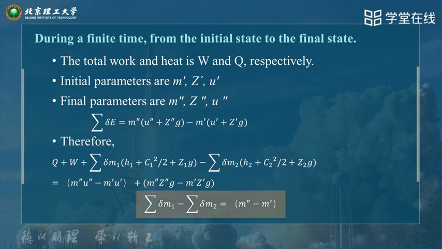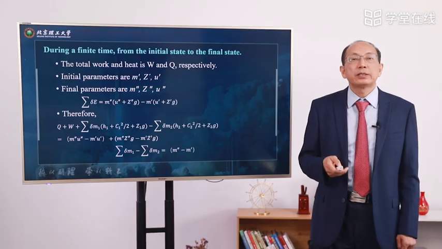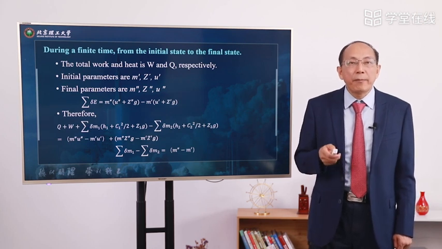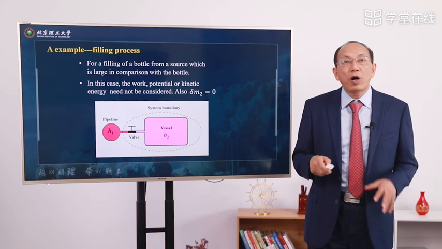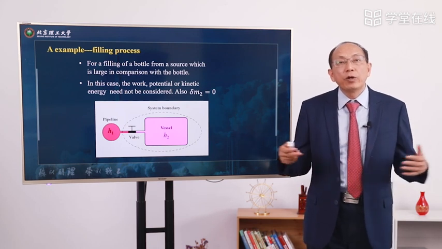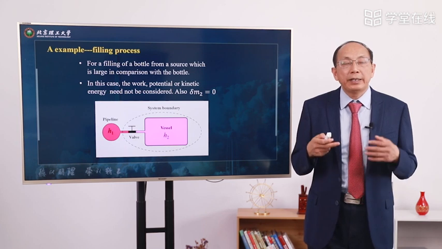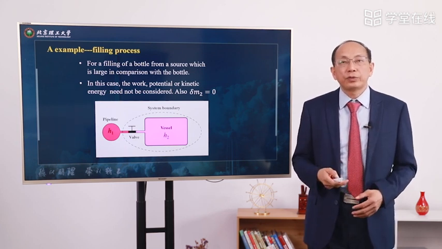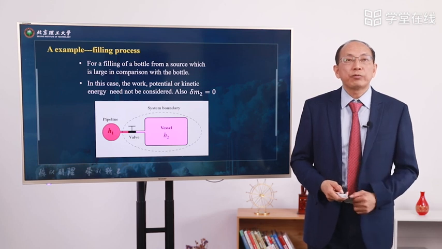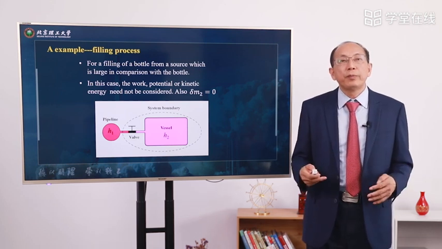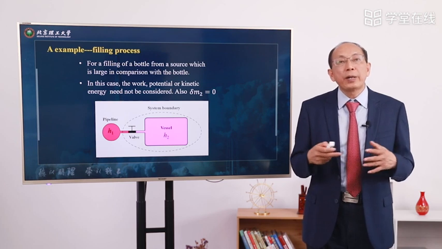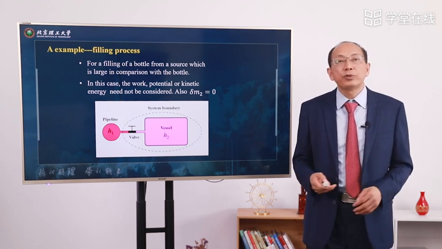Noticeably, sigma delta m1 minus sigma delta m2 is just the mass change, which is m2' minus m'. Here are the energy balance and the mass balance. On the last page, we obtained a very long energy and mass balance equation. These two equations are very important, but this equation may be complex and very difficult to use.